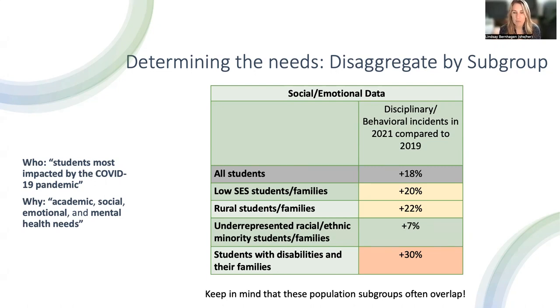So probably not a super strong case to make that you want to have some kind of social emotional program aimed at underrepresented students based on this data, because this one very specific data point tells us, probably not a super strong need there. But wow, look at that number around students with disabilities. There we see a 30% increase in behavioral incidents in 2021 compared to 2019. That is a lot more than the average across all students of 18%. That's more than 50% higher than that group.